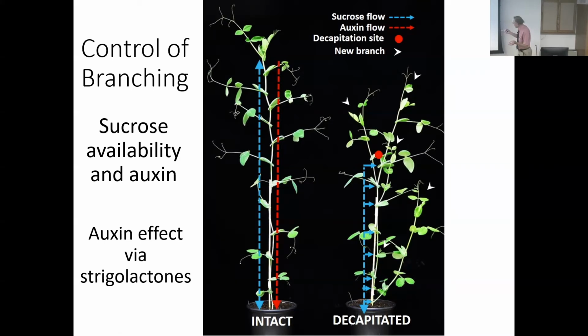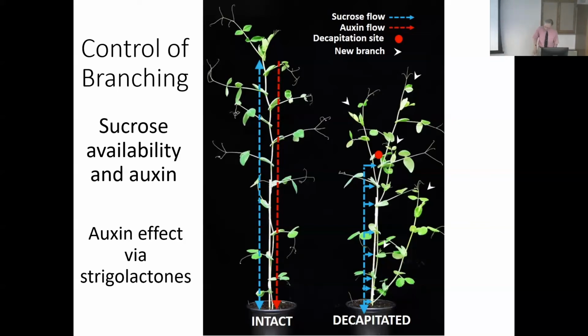This was all worked out by Christine Beveridge and co-workers. But auxin comes from the top, and it was said that auxin inhibited the lateral buds. Turns out there is some inhibition of the lateral buds, but it's not by auxin itself. The timing of the changes in auxin and the lateral buds didn't work out. Auxin goes to the roots, and there it stimulates the production of another group of plant hormones called strigolactones.